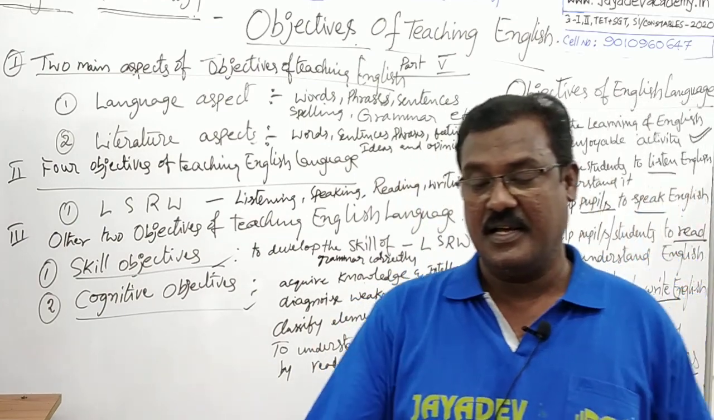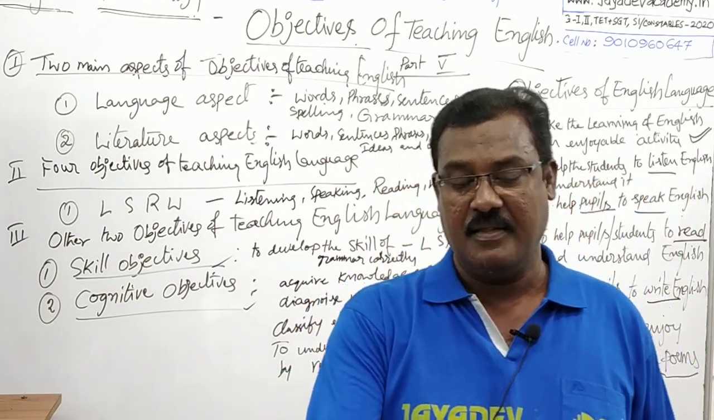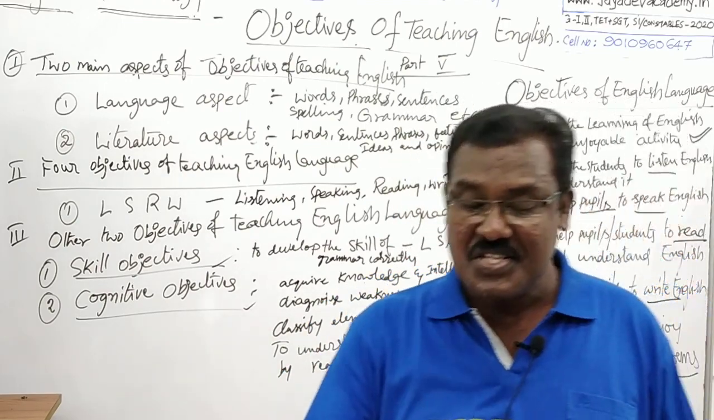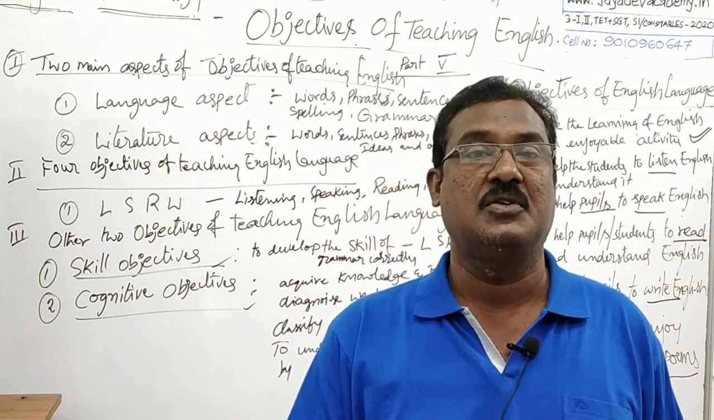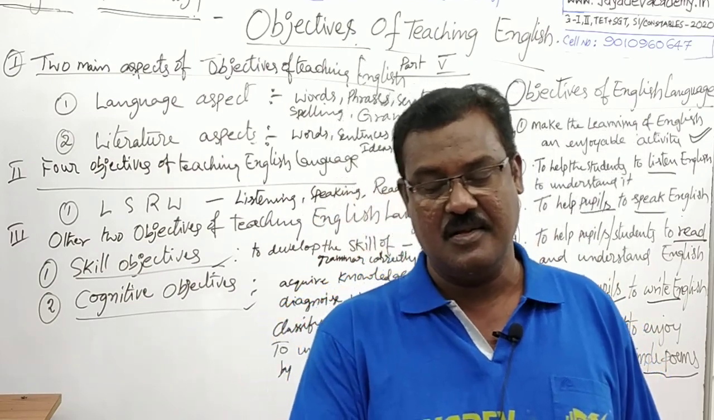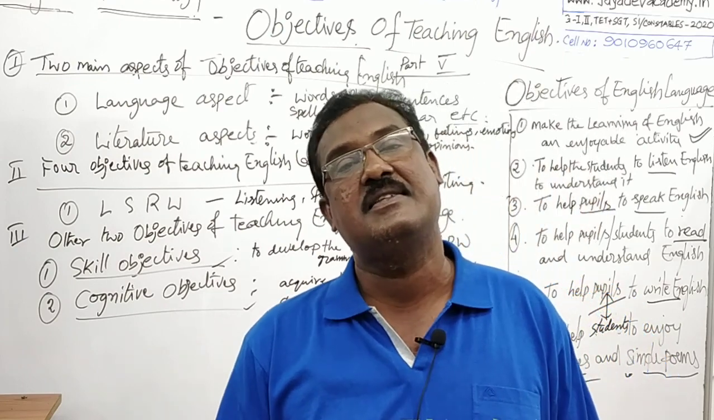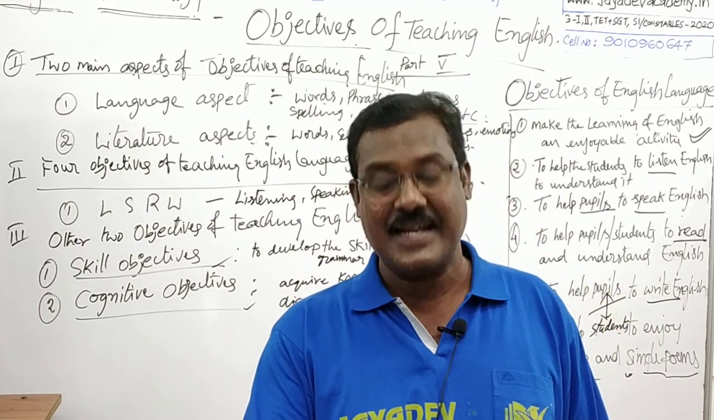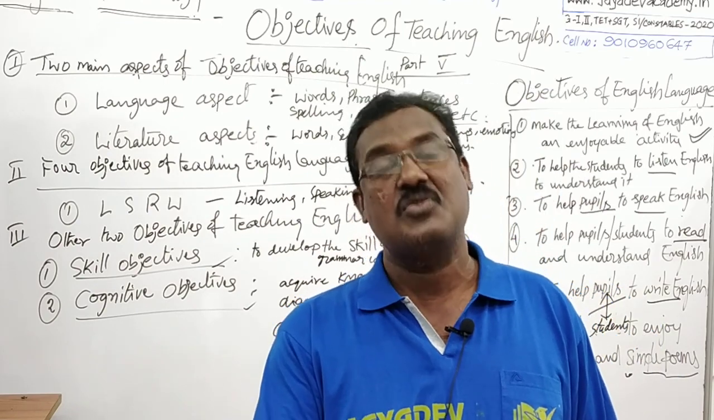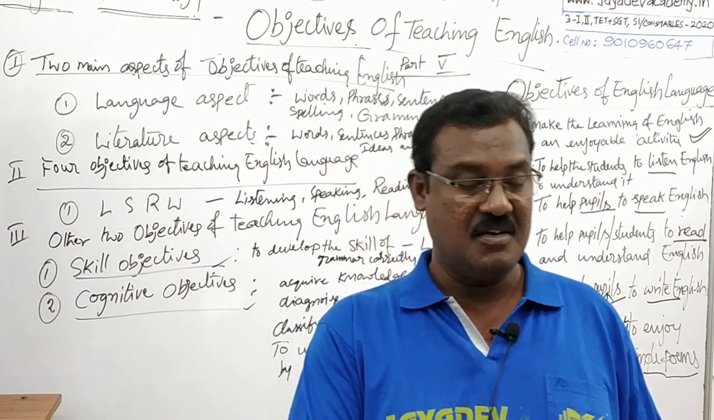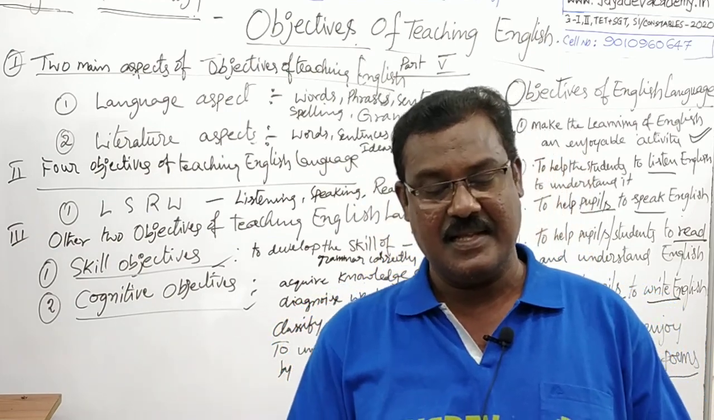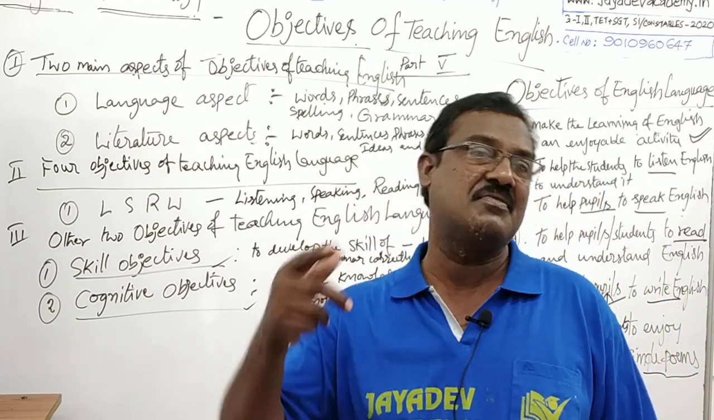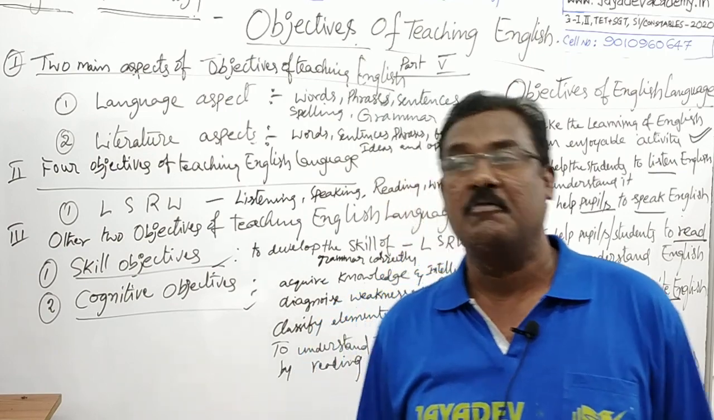My dear students, I hope you understand the topic, objectives of teaching English. So these are the objectives that should be kept in the mind of the teacher, so that he can teach effectively, so that students also can get attraction towards the subject, and they also will be perfect in learning the language. In that way, the objectives of the teacher and the objectives of the students both will be fulfilled.